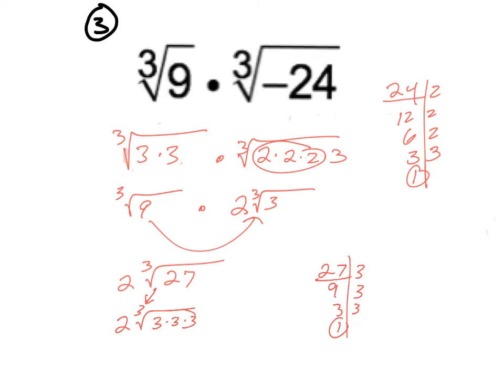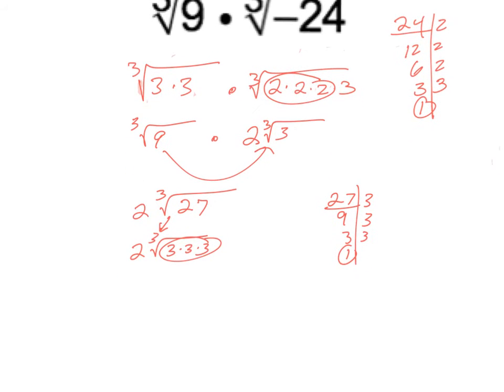The index is 3. There's 3 3's. The 3 can come out. There's a 2 already there. And there's nothing left, which is the same thing as saying that there's a 1 left. So our answer is simply 2 times 3, or 6.